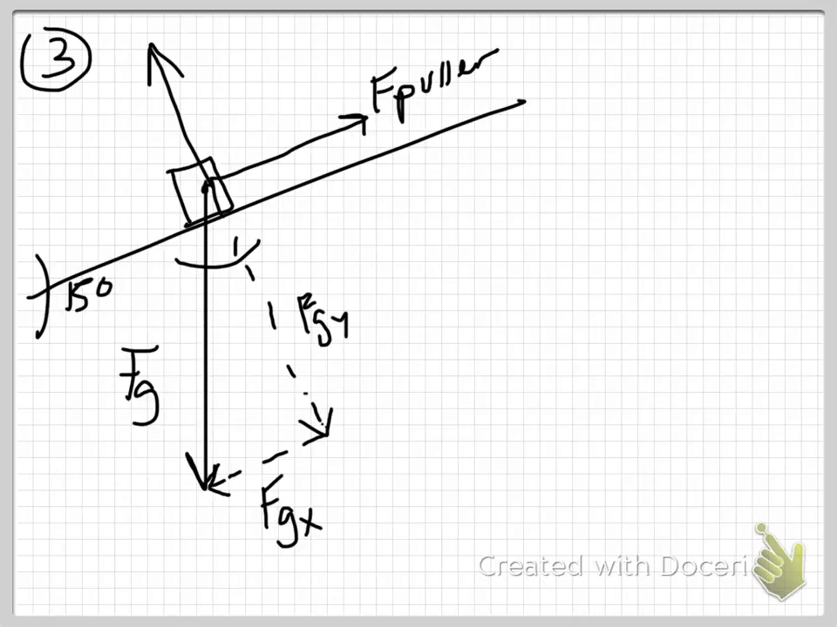Okay, so number 3, we've got this tricky situation where we have to determine which direction the box is moving. We know that the force of the puller is 234 newtons, and how would we determine if the box is moving up or down the ramp? We can do a sum of forces on the x. There's a problem with that, though. Why? The problem with that is friction.